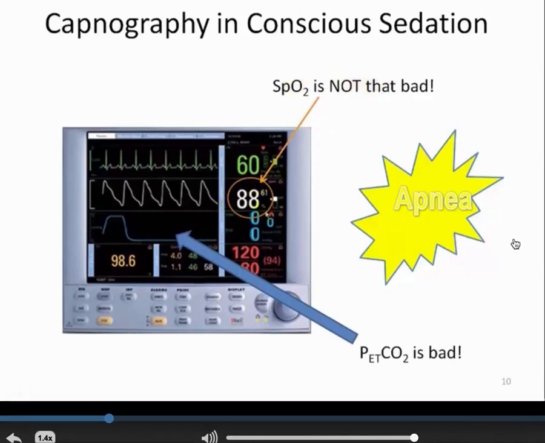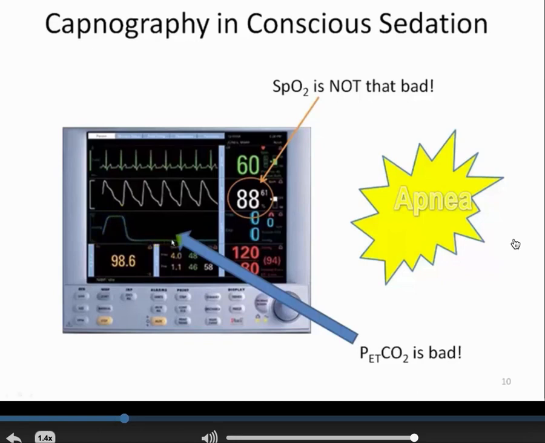So SpO2 is not that bad. It's indicating at this point in time it's 88%. And so overall, we see EKG and heart rate's okay. Again, hemoglobin saturation is okay at 88%, but here's our capnography, and so here's our capnogram. We talked about the waves, and so here's our peak end tidal CO2 volume. Here comes the next inspiration, and it ends up coming back down.